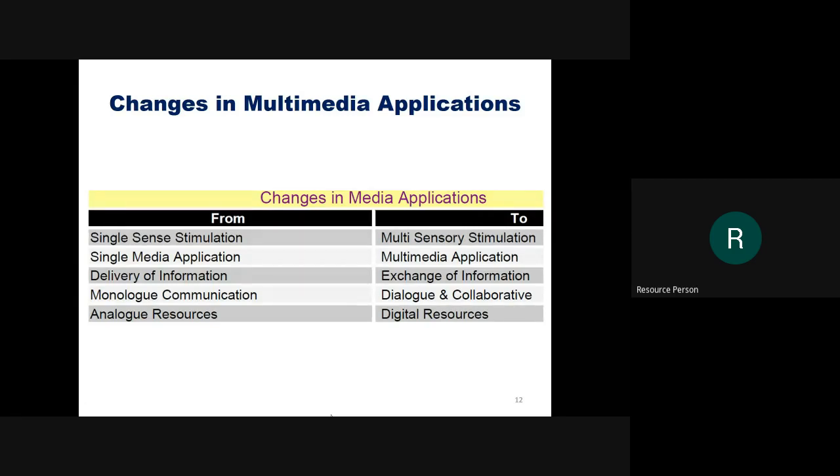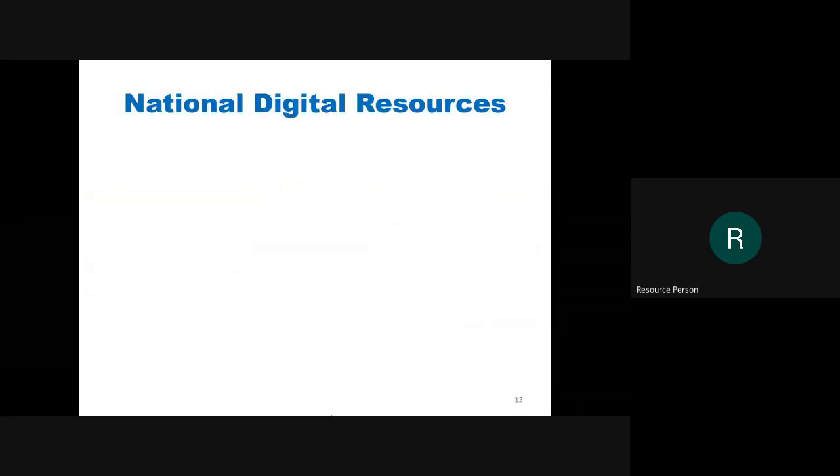Students can exchange information, and the learnings arrived at out of that exchange can become part of the learning portal that can be looked at by all the students at any time by logging in. And the teacher can monitor who logged in when, what he did, what he did not do, etc. So customized adaptive learning is possible through such solutions. So monologue communication has to change to dialogue, and analog resources into digital resources. That is what is happening in the applications of media.